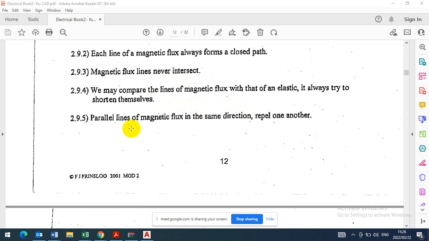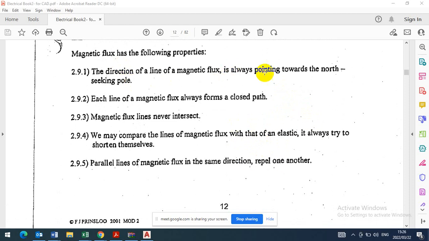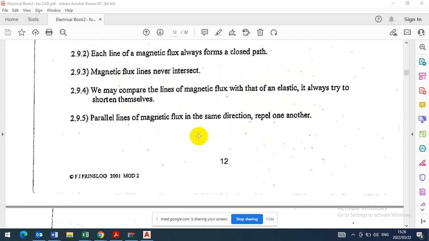Then, parallel lines of magnetic flux in the same direction will repel each other. You know what it means by repel? They don't attract. Yes, they push each other away. So as long as they are parallel, they always push each other away, which means they will never cross. One agrees with the first point, the second point, that they never intersect. So they'll always go parallel because they always repel each other.